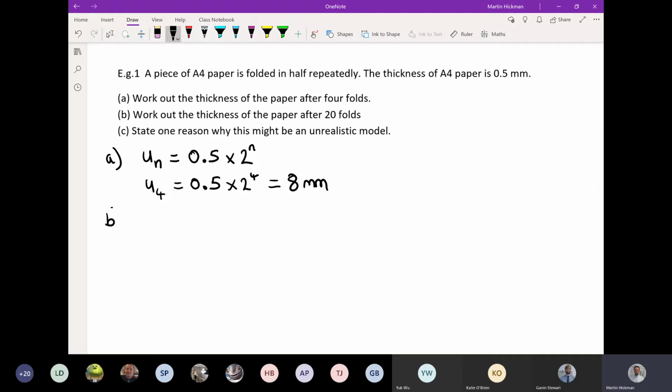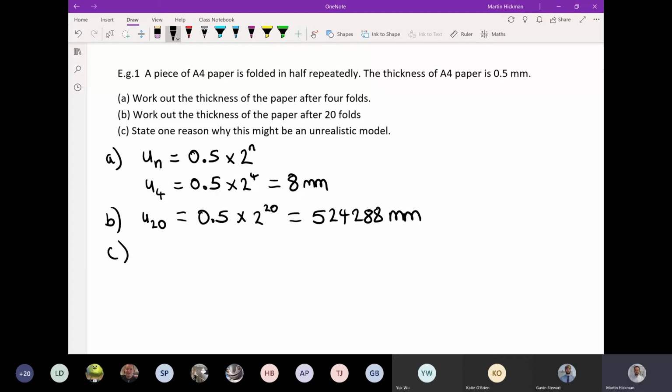And for part B, work out the thickness of paper after 20 folds. So again, once you've written down the formula, which I really recommend doing, just writing down a formula to begin with for your nth term, because then you can just keep coming back to that formula if you need to use it again. So this time we just put in n as 20, and we get the following as our answer.